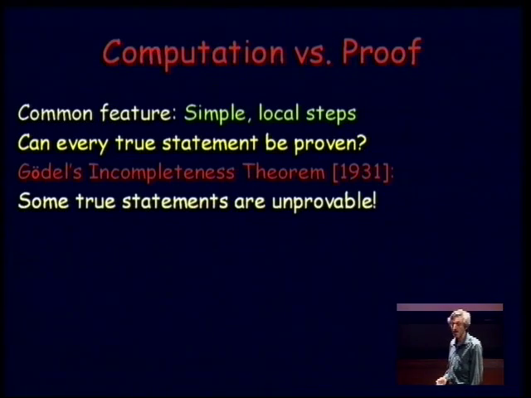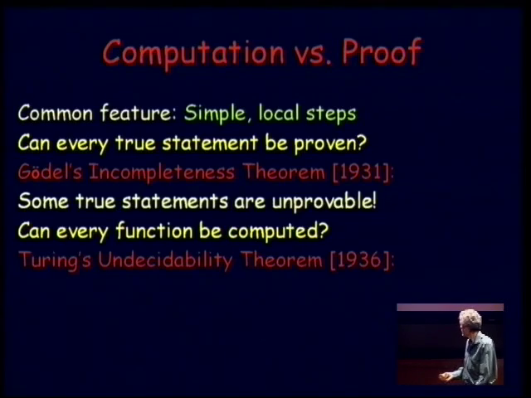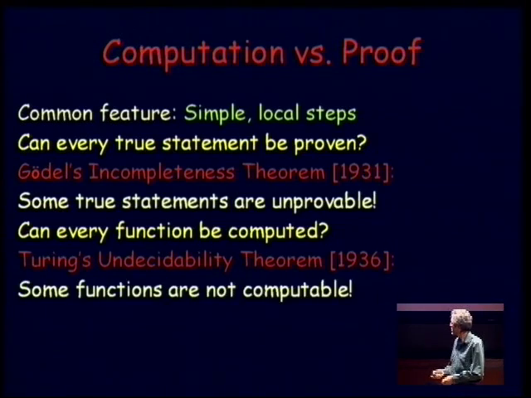In computation, it turns out that we have the same phenomena, and the basic question there is, can every function be computed by a finite algorithm? And Turing's important work, that was very, very influenced by Gödel's work, is called the undecidability theorem. A few years afterwards, it says, again, bad news, some functions are not computable. They are undecidable in his language. And just to show you how close the two concepts of proof and computation are, let me show you how to prove Turing's result from Gödel's result.